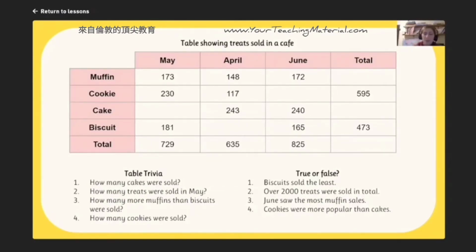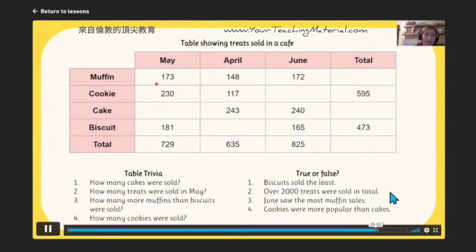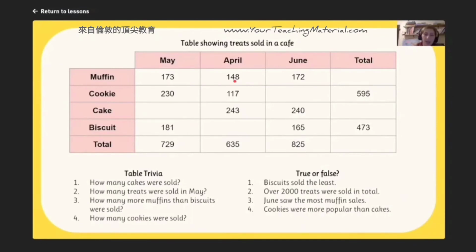Okay, so the same principles apply. So to work out the total number of muffins, we need to add what they had in May, April and June together. So it's a long addition for that one. For the number in June for cookies, we've already been given how many were sold in May and April, and we've got the total. So we need to add what they sold in May and April together and take it away from the total number of cookies, which will give us what was left in June.